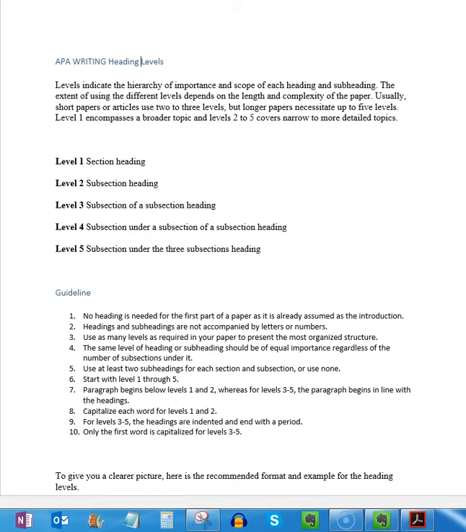Levels indicate the hierarchy of importance and scope of each heading and subheading. The extent of using different levels depends on the length and complexity of the paper. Usually short papers or articles use 2 or 3 levels, but longer papers necessitate up to 5 levels. Level 1 encompasses a broader topic, and levels 2 to 5 cover narrower and more detailed topics.